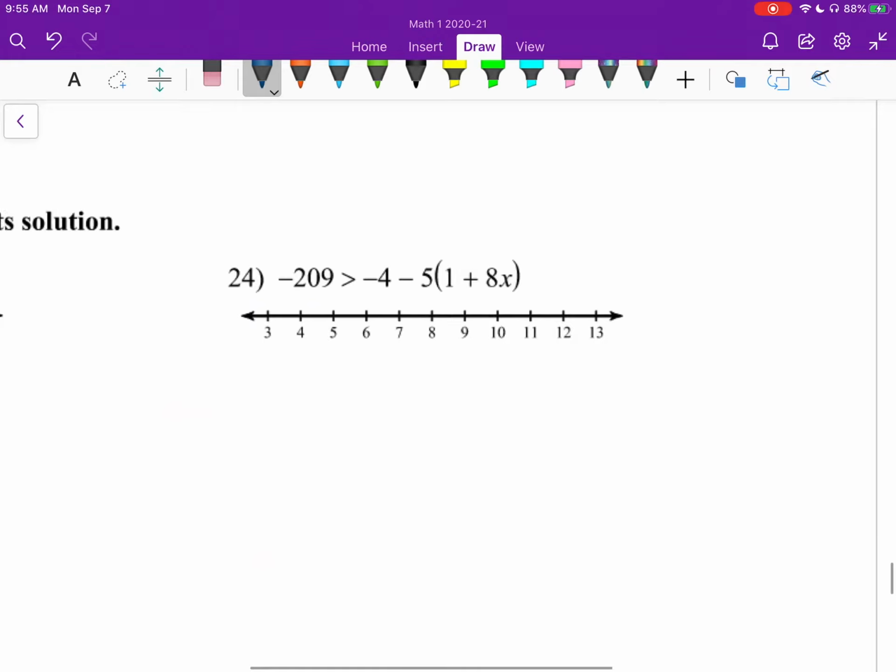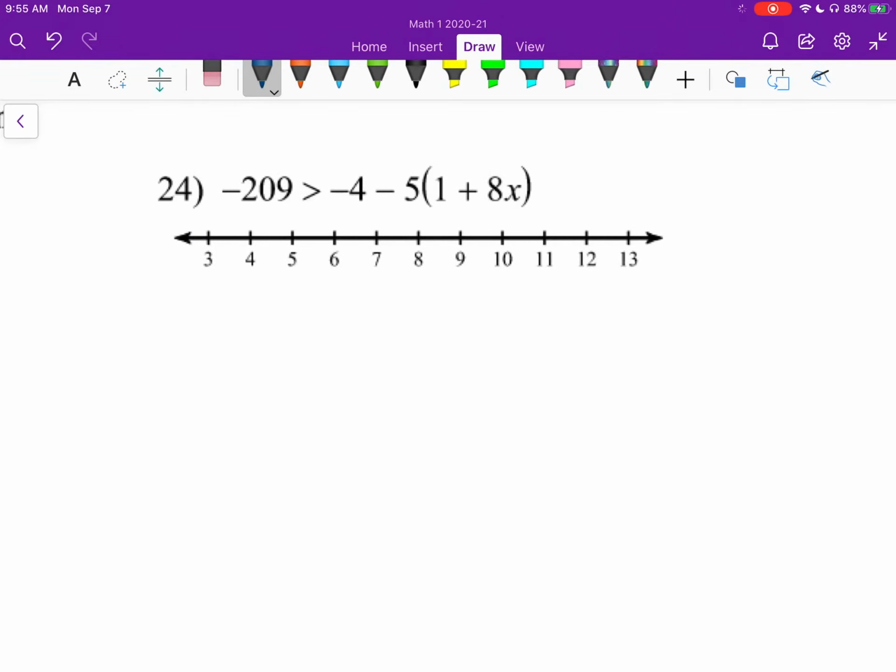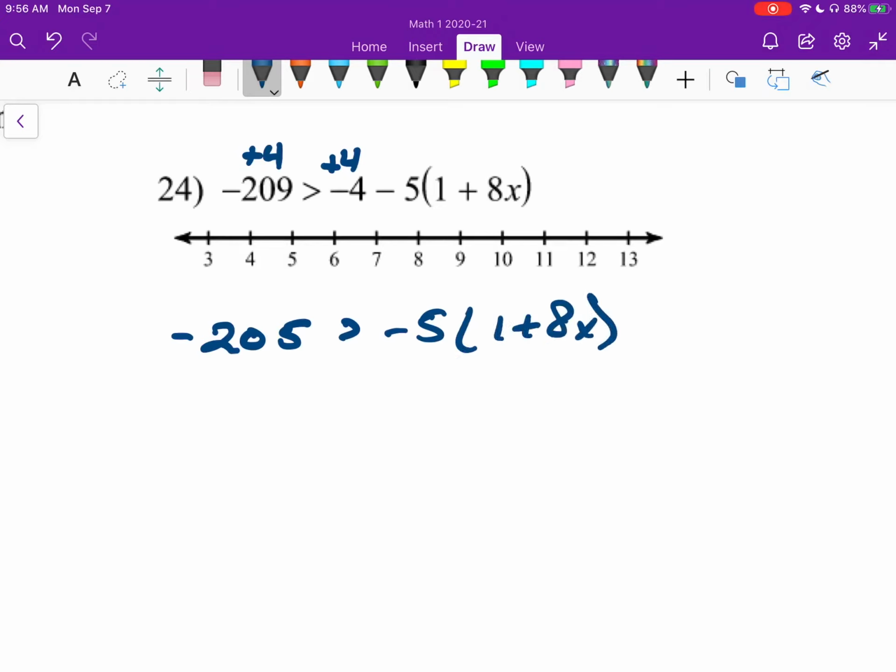Okay. All right, 24. Again, this one's just like the last one, except it takes a little bit longer to solve it. So I'll start off by adding my 4 to both sides. So I'm going to have negative 205 is greater than negative 5 times 1 plus 8x. Just like earlier, I'm going to use the trick where I can just divide right here by negative 5. 205 divided by 5 is going to be 41. It's a positive 41 now, right, because they're both negative, and I need to switch my sign.